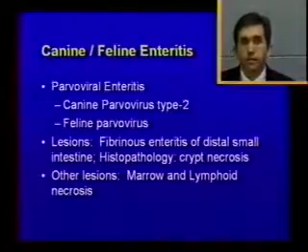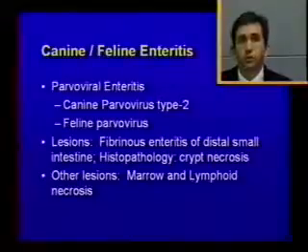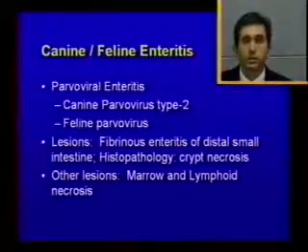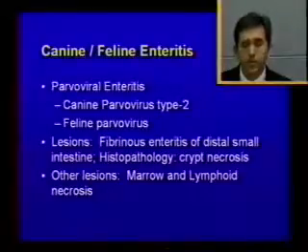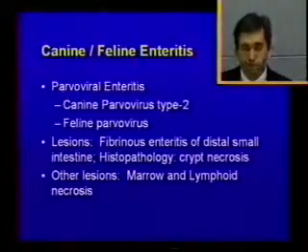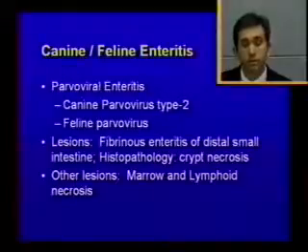Both dogs and cats develop enteritis due to a parvovirus. And we're probably most familiar with canine parvovirus, a very common cause of enteritis in dogs. And the agent in that case is canine parvovirus type 2. In cats, a similar virus known as simply feline parvovirus also causes enterocolitis, or enteritis, which means that it focuses on the small intestine.